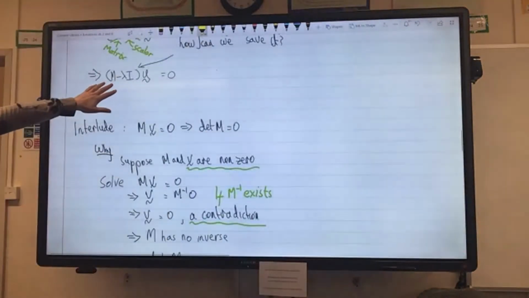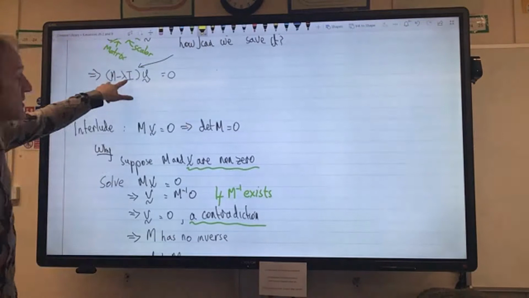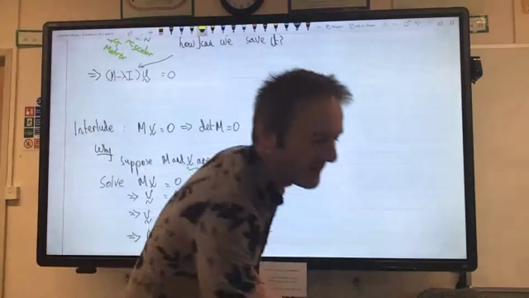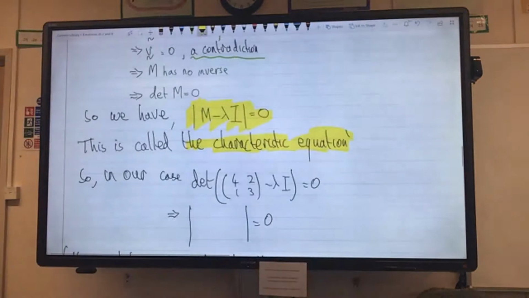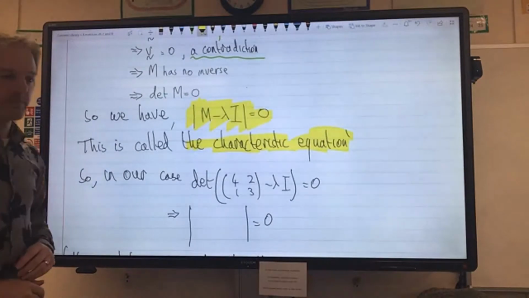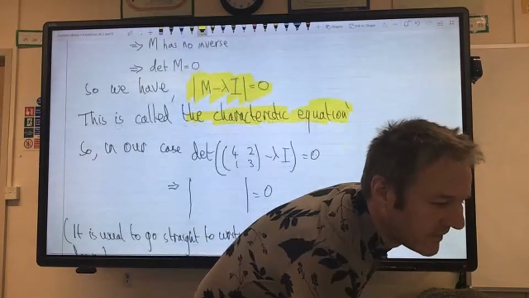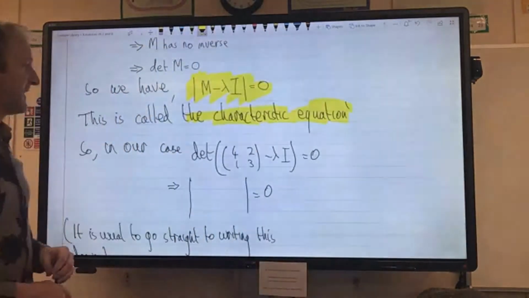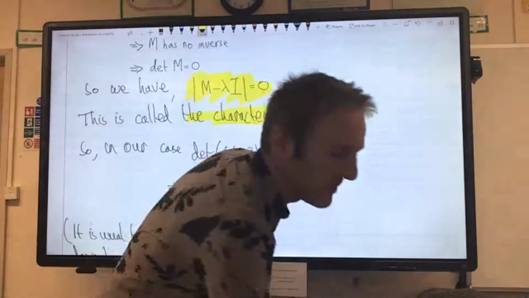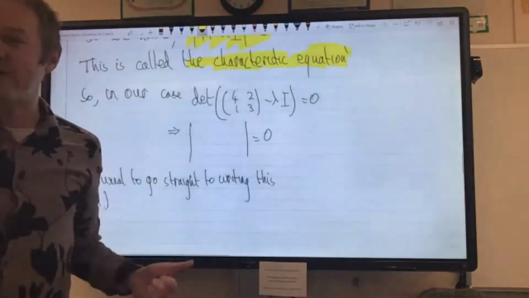So remember we've got our M minus lambda I times v equals 0. From what I've just done, it proves that M minus lambda I must have a 0 determinant. So that's called the characteristic equation. This introduction is very lengthy, I know, but there's not much you can do until we've got through all of this. Does anyone have any questions?